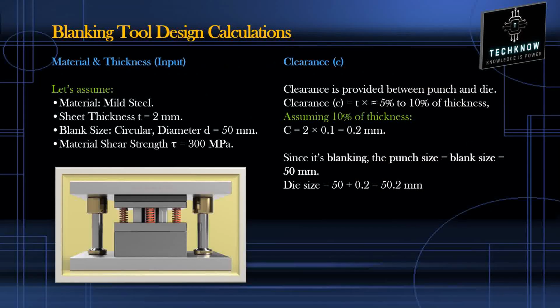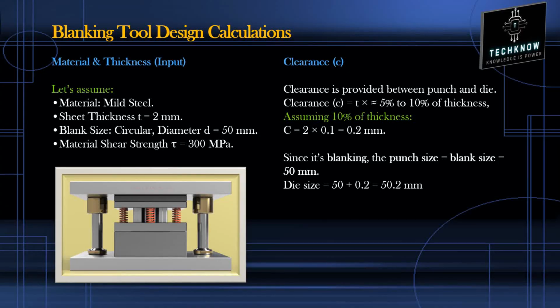Blanking tool design calculations. Material and thickness input. Let's assume material: mild steel. Sheet thickness, T equals 2 millimeters. Blank size, circular, diameter D equals 50 millimeters. Material shear strength, tau equals 300 megapascals.